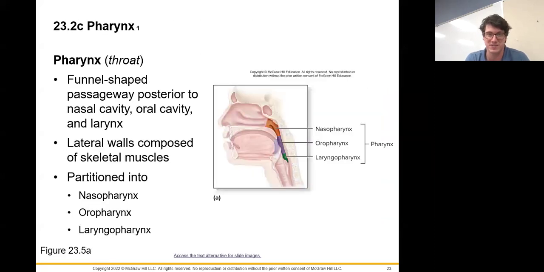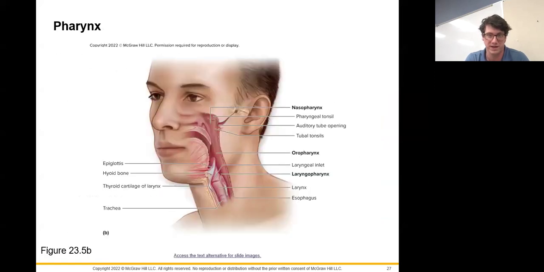So here's a picture of those paranasal sinuses. Here we can see the regions of the pharynx a little better.